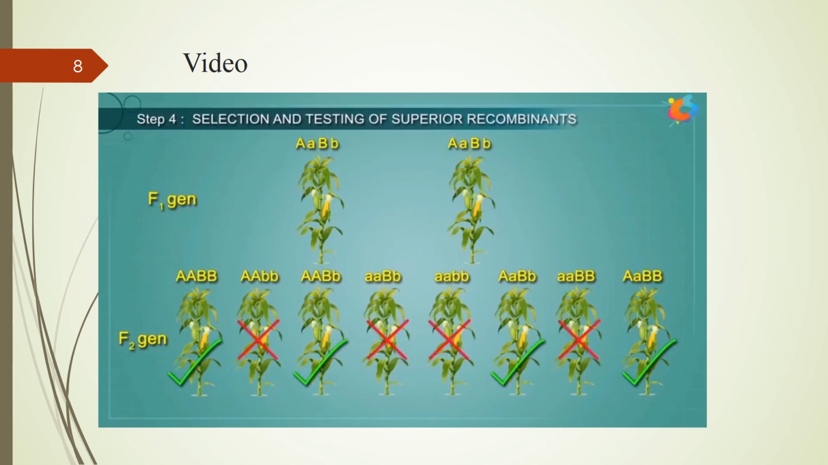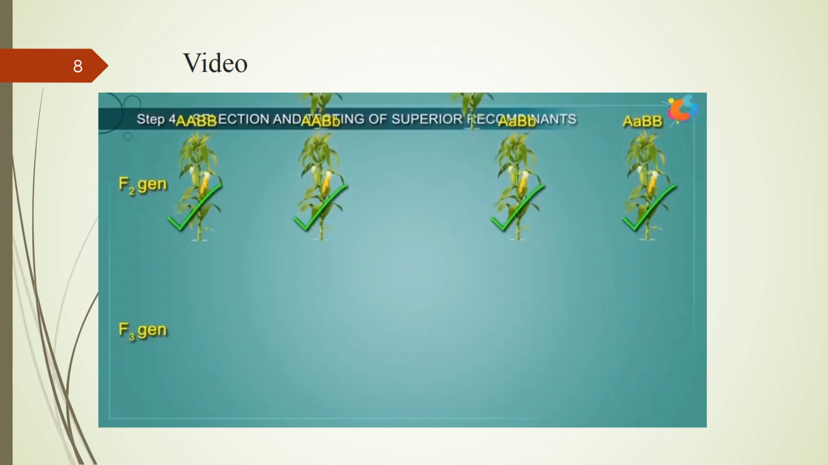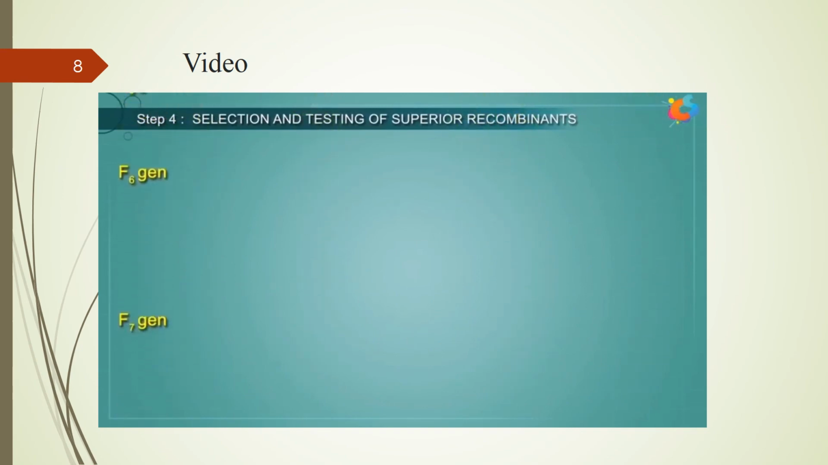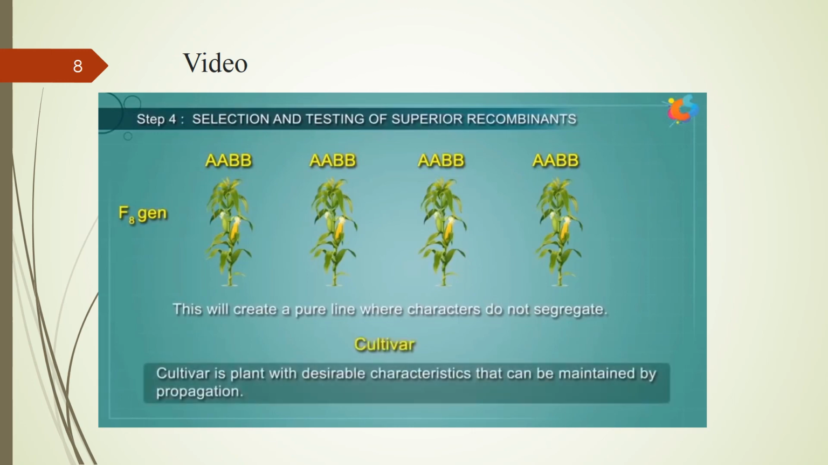At each generation, the undesirable plants are eliminated, and the process is continued for 7 to 8 generations until uniformity or homozygosity is obtained. This will create a pure line where characters do not segregate. This pure line is called a cultivar. A cultivar is a plant with desirable characters that can be maintained by propagation.